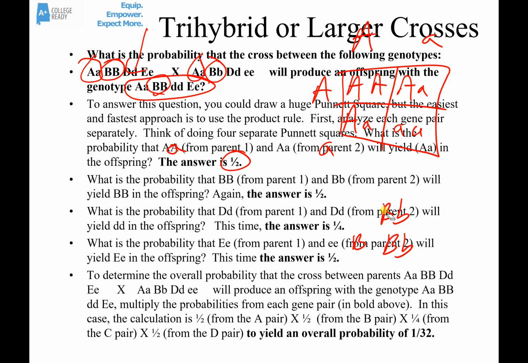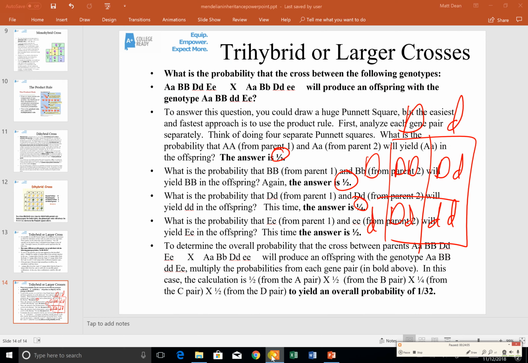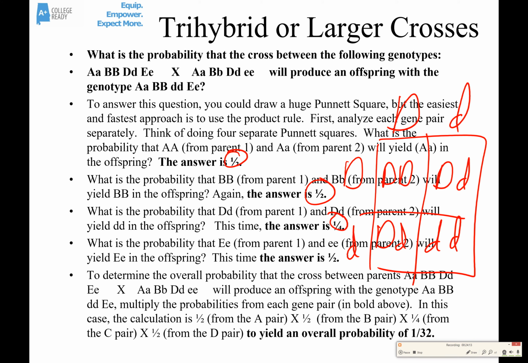All right, now let's look at the D's. We want to know what's the probability that big D, little d here and big D, little d here will give us little d in the offspring. Again, we can draw the square or we can just visualize it. Our square, if we drew it, would look like this. So again, the probability of getting an offspring with the little d genotype is 1 out of 4 for the D's.